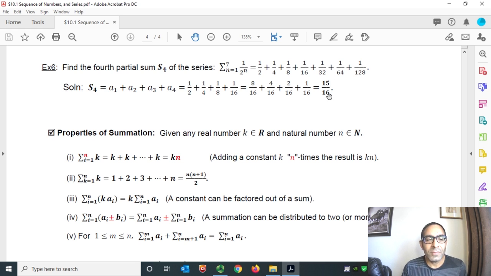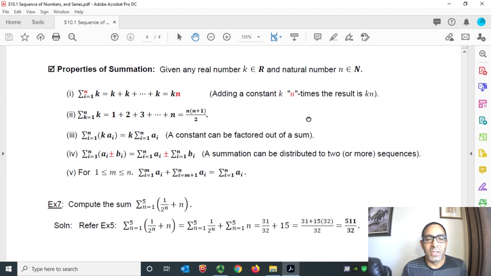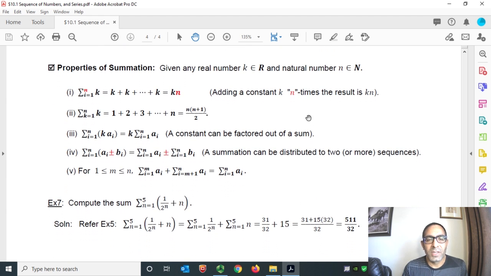Awesome. Now let's move on. Next, let's talk about properties of summations. Given any real number k and natural number little n, the following are true. First, if we add n many constants, here k is a constant and the summation is from 1 to n, then this equals n times the constant.